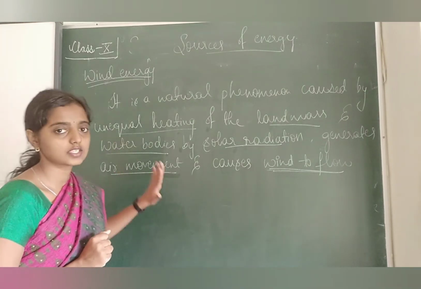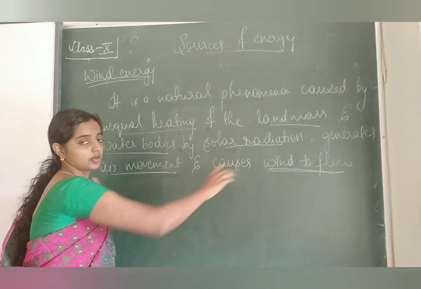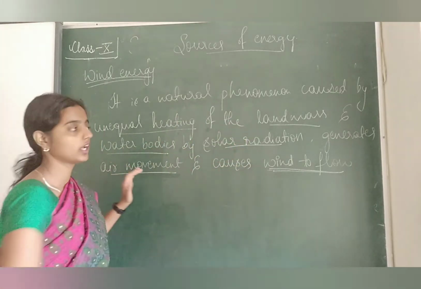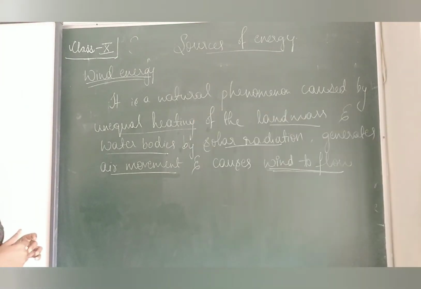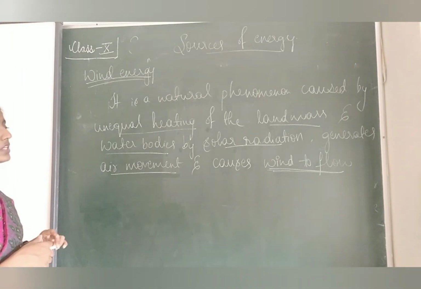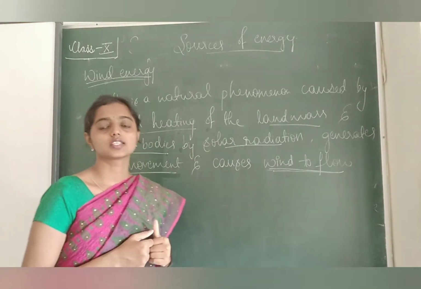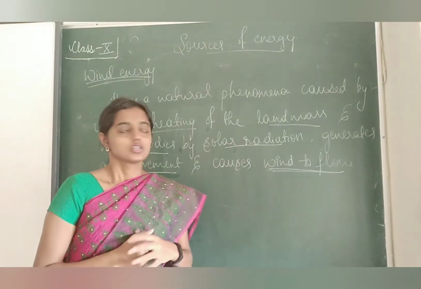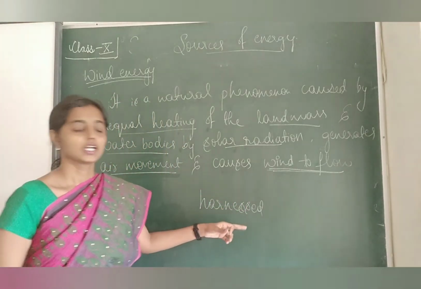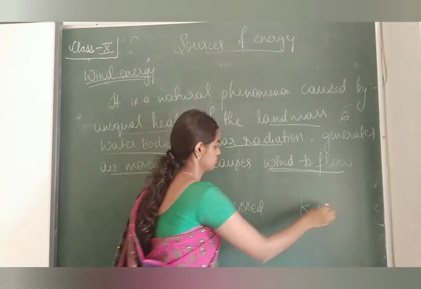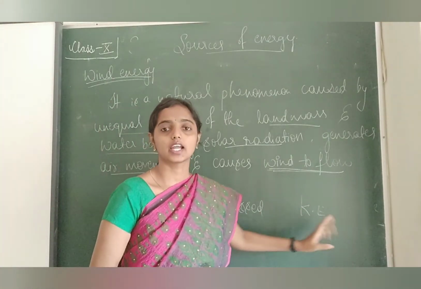Understand the first concept, then try to convey the theory we understood in the form of a statement. So it is easy: wind energy is a natural phenomenon caused by unequal heating of the land mass and water bodies by solar radiation, which generates air movement and causes wind to flow, and this is nothing but wind energy. Here wind energy can be harnessed through its kinetic energy.